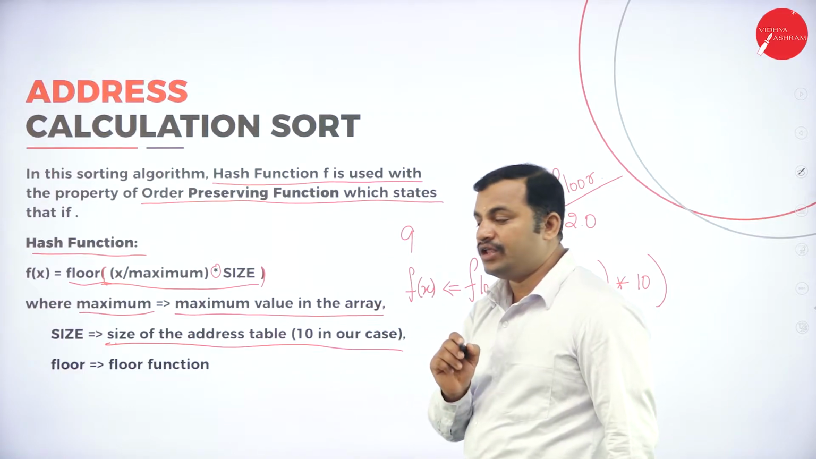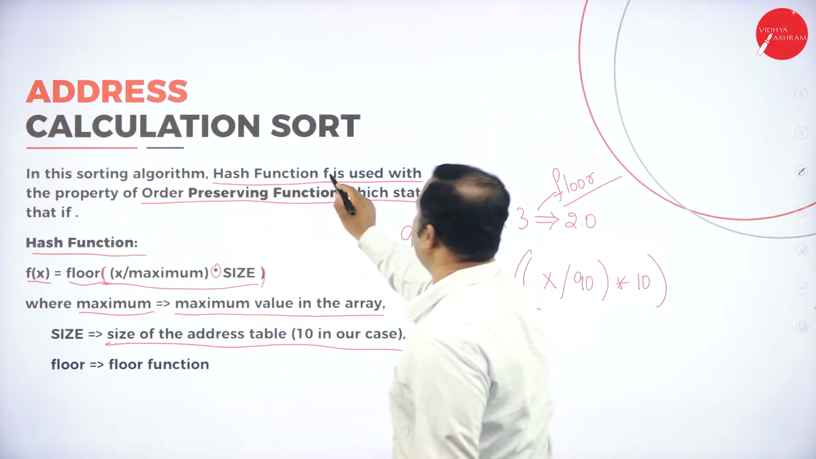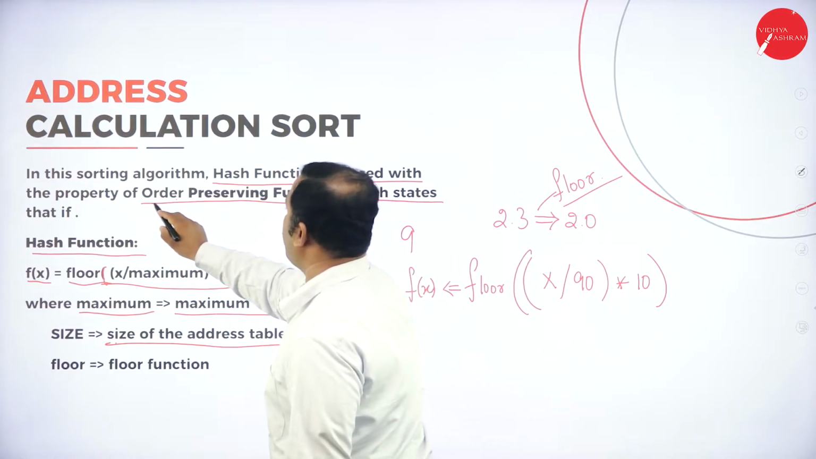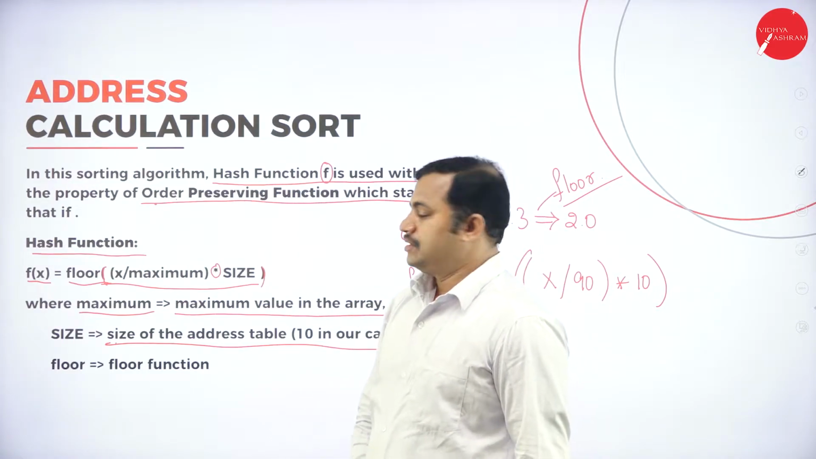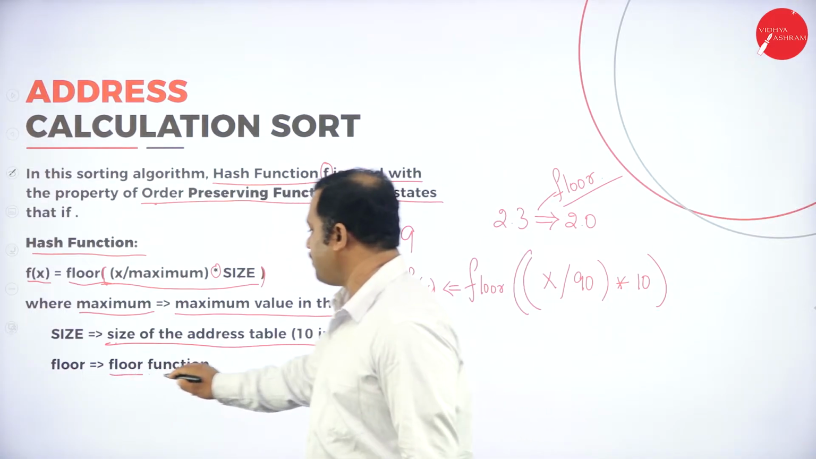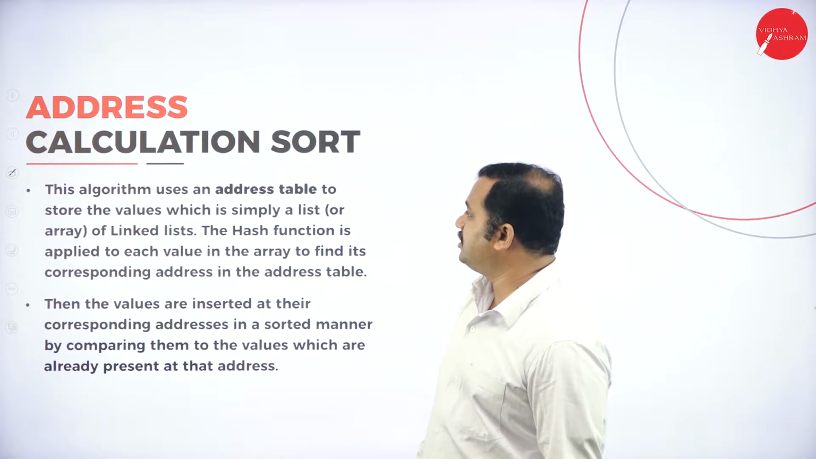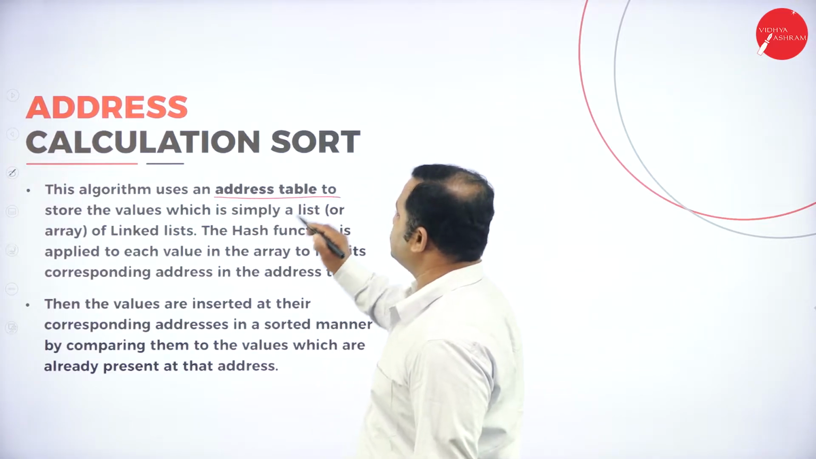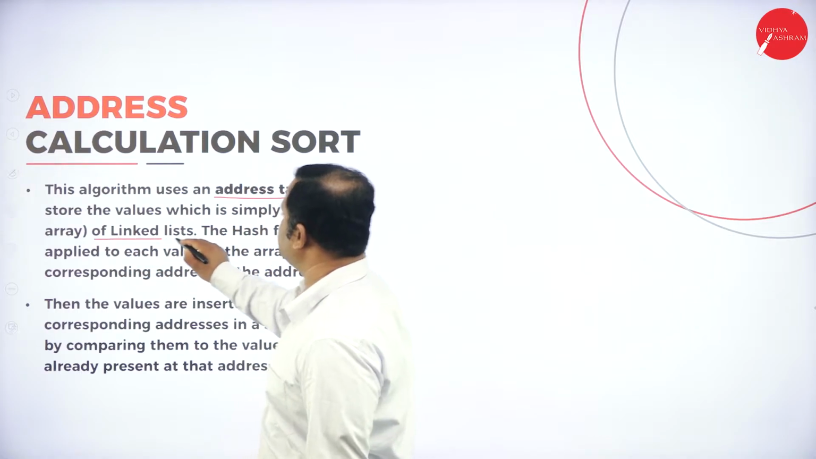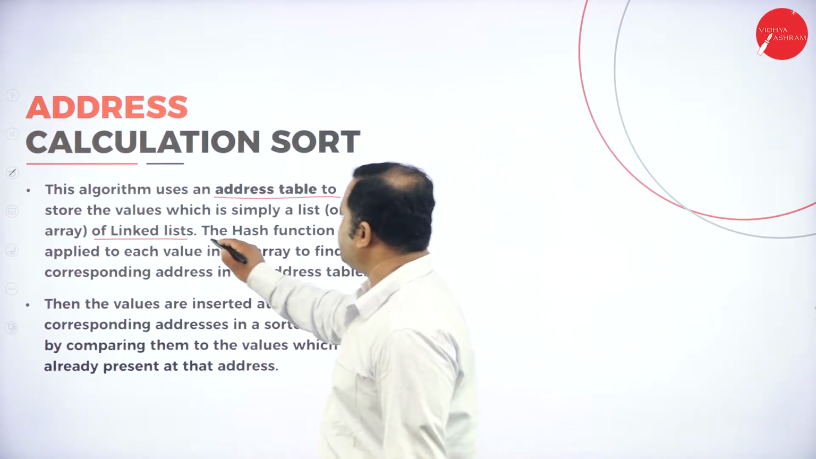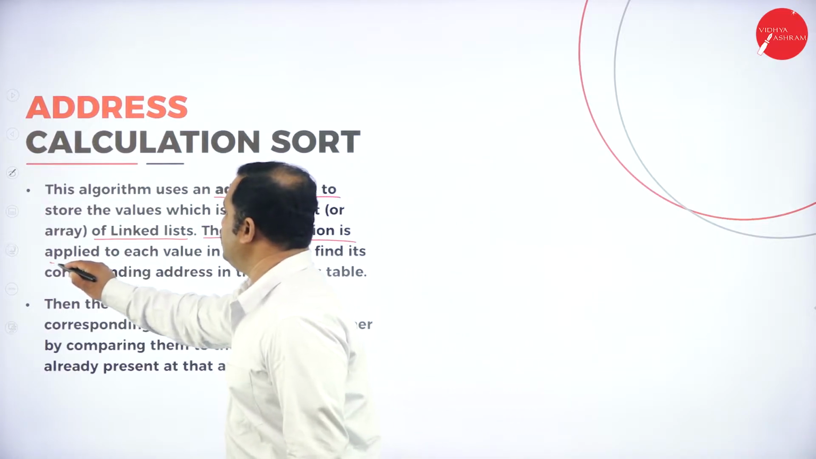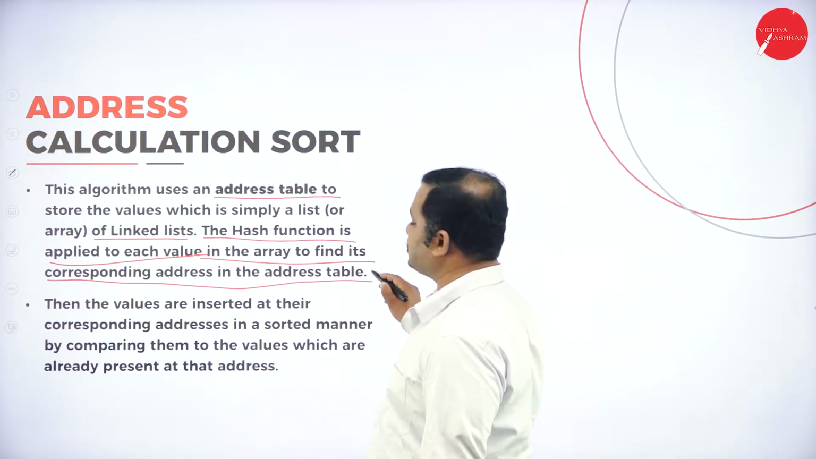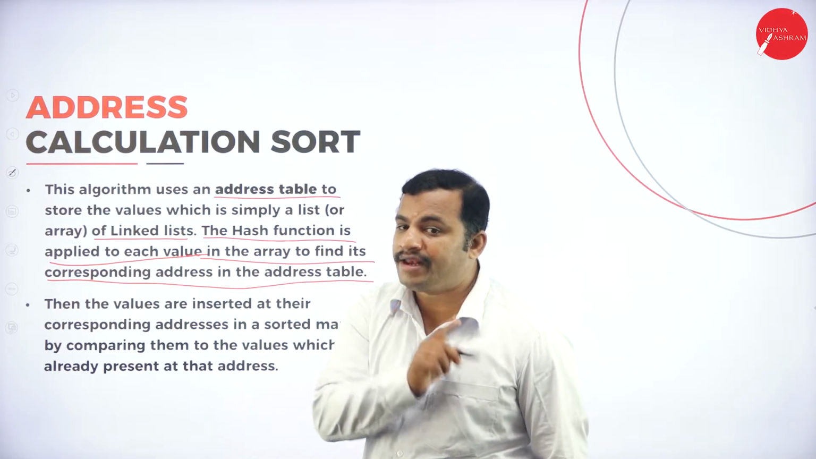Please remember it carefully. I am using f of x here, which is a hash function. f of x is a hash function that is associated with the order preserving function. Next, the floor function is applied here. Then we have this algorithm, which is very, very important. The items of the address table are associated with this linked list. In this case, the hash function is applied to each value in the array to find its corresponding address in the address table. So, hash function is very, very important here.